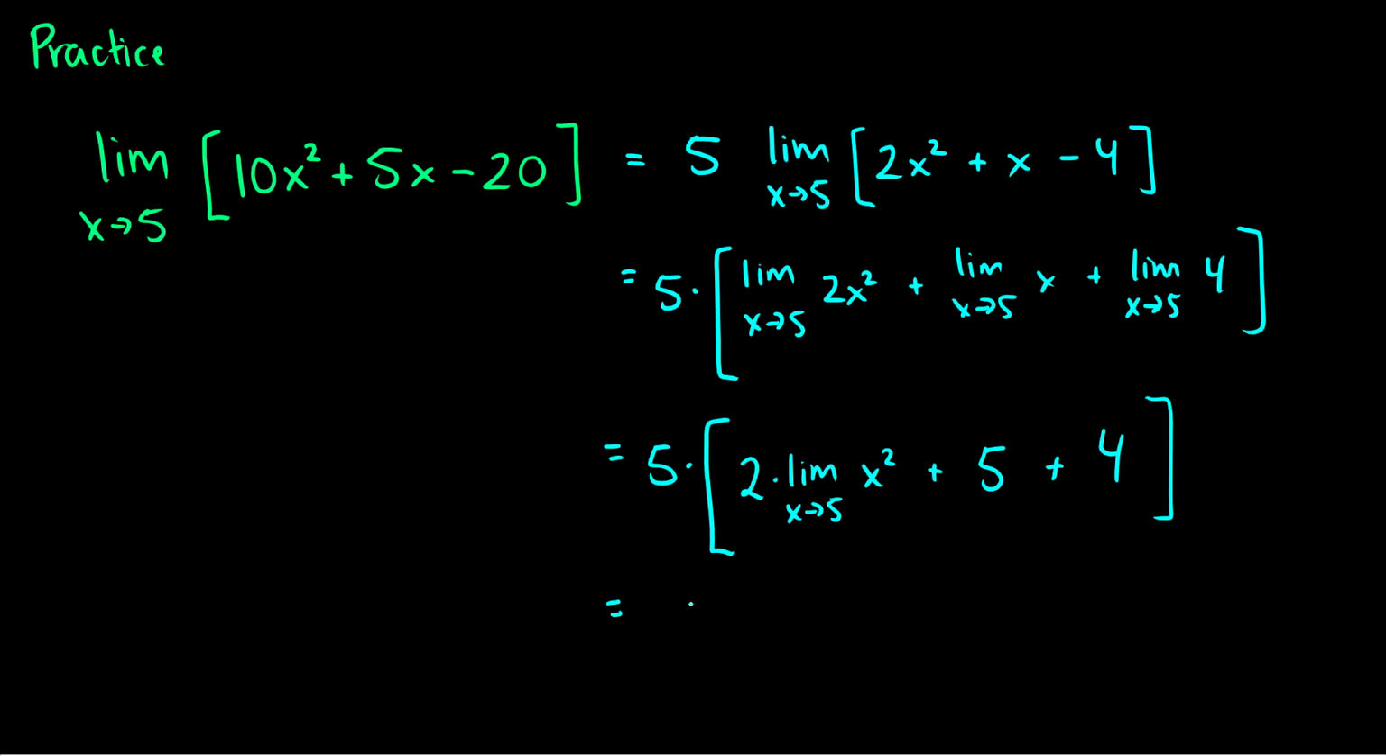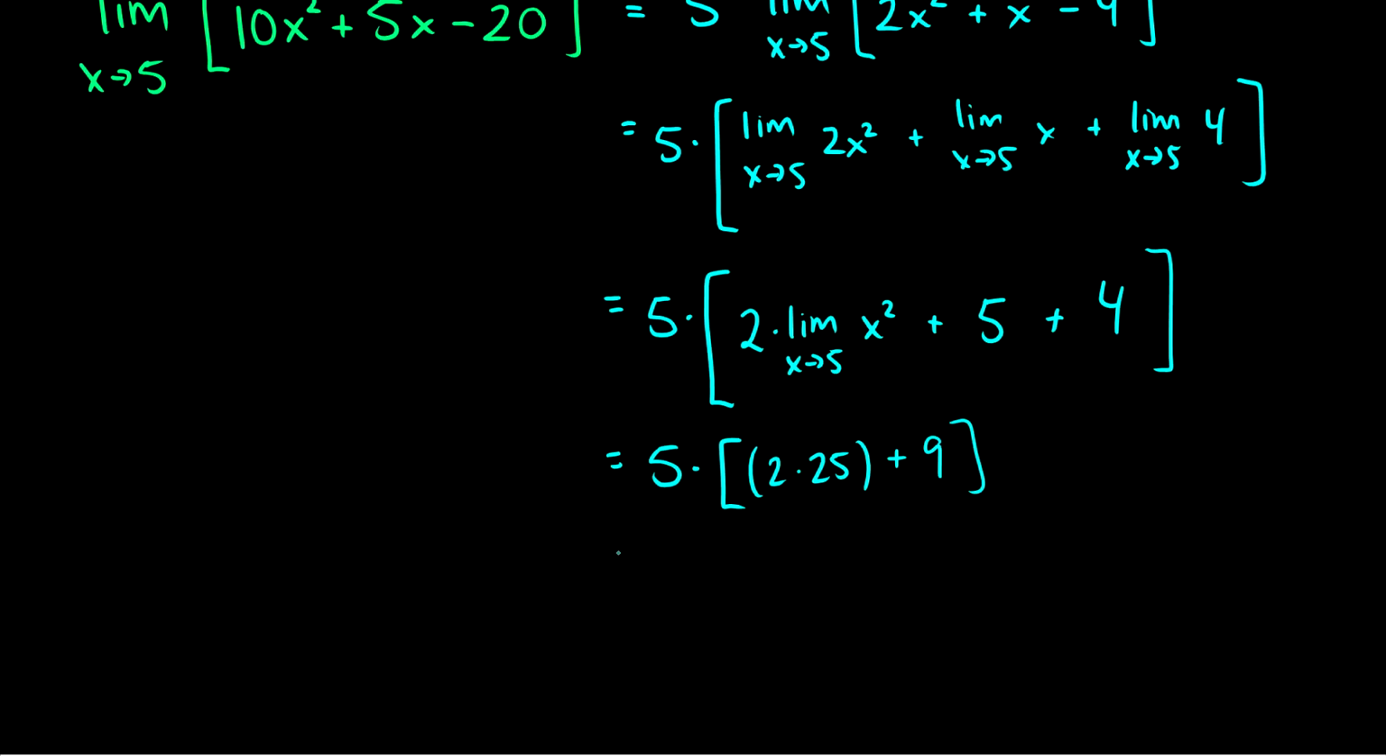Okay, so this will be 5 times, well, so we're going to have 2 times the limit as x goes to 5 of x squared. What is the limit as x goes to 5 of x squared? That'll be 5 squared. So this will be 2 times 25, because 5 squared is 25. Then plus 5 plus 4, that's just plus 9. So this will now be 5 times, well, 2 times 25 is 50, plus 9 is 59. And now we can see this will be 5 times 59, which is just 250 plus 45, so this should be 295. And that's showing all the limit laws.